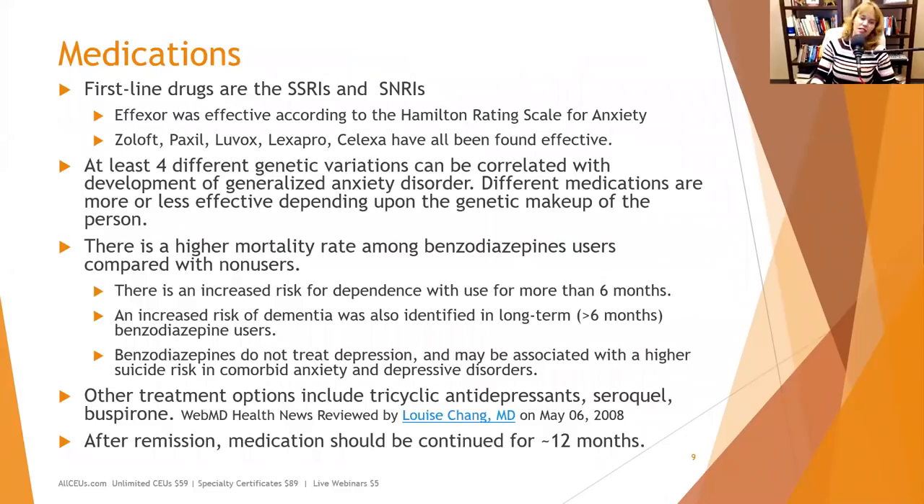So our medications, and I know the type on here is small, but we're going to go through it. The first line drugs are the SSRIs, selective serotonin reuptake inhibitors, and the SNRIs, selective norepinephrine reuptake inhibitors. Now, the names are a little bit deceptive because selective norepinephrine reuptake inhibitors also increase available serotonin, but the mechanism of action is different. The mechanism of action for each SSRI is a little bit different as well, which is why you can put somebody on Prozac and they have an awful experience, and you can put them on Zoloft and they have a much better experience.